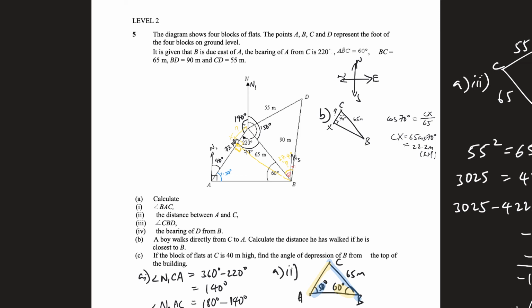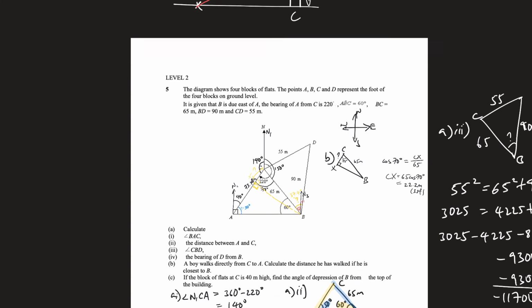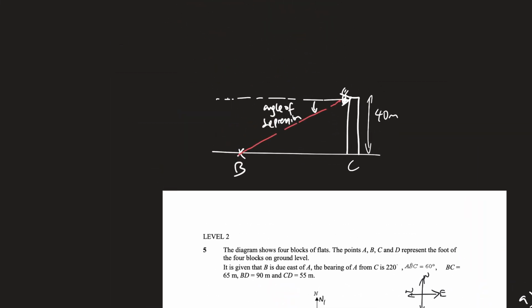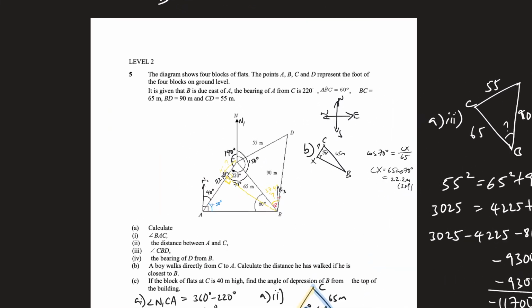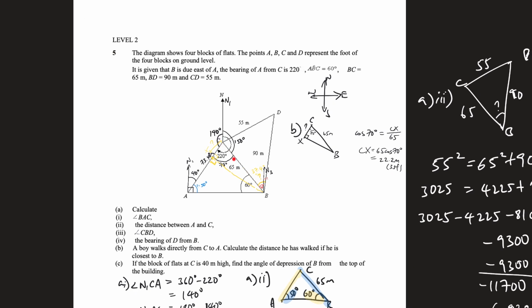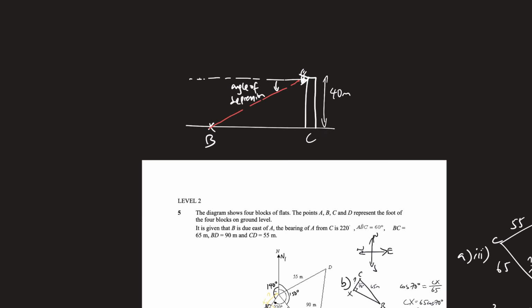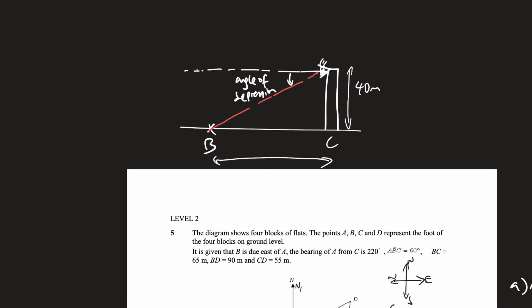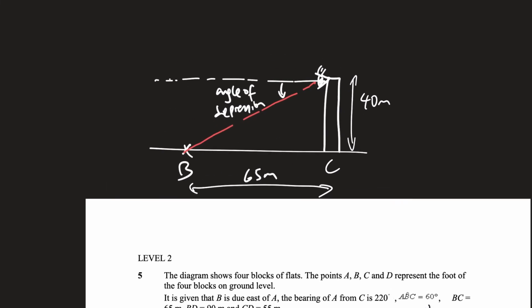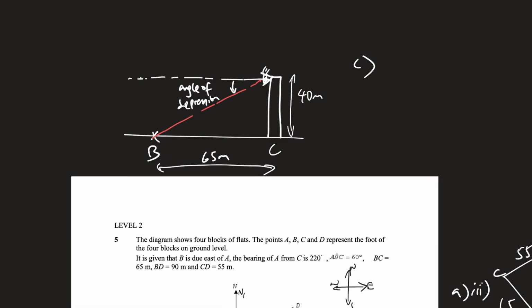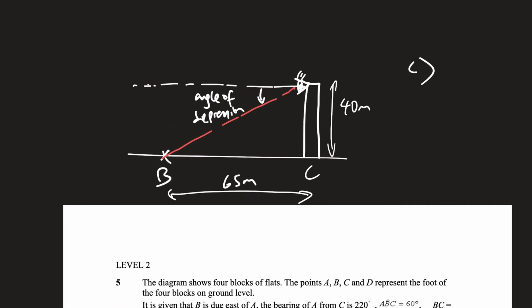And you want to calculate the angle of depression of B from the top of this building. So what it looks like is, this is at B. You're trying to find the angle of depression. And the distance from C to B along the ground is 65 meters. So this is actually 65 meters. Yep. And so to solve this, I'm going to do part C here now. Can you see that this, because this sticks up from the ground, right? This is 90 degrees. It's always 90 degrees.